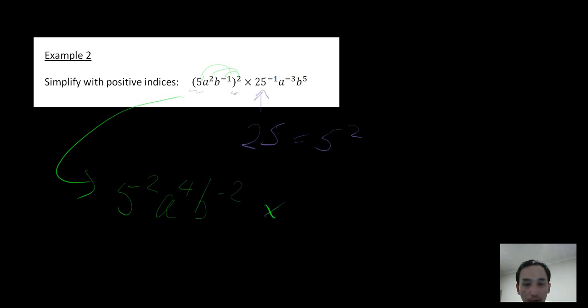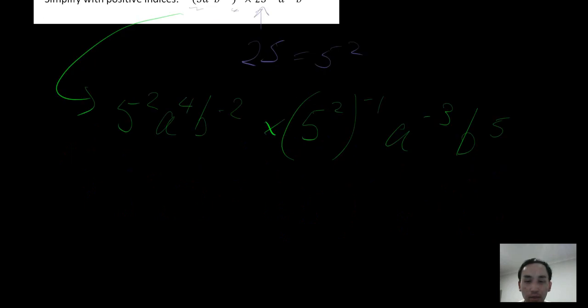Our next term over here, we know that 25 is actually 5 to the power of 2. This is taken to the power of negative 1. And let's just rewrite this part. Not much more we can do there for now. Okay, so from here, let's see.